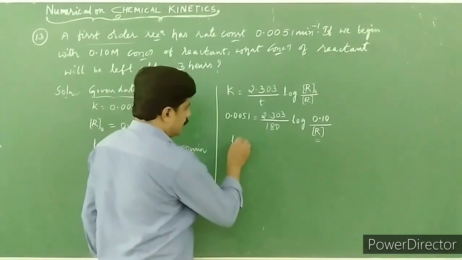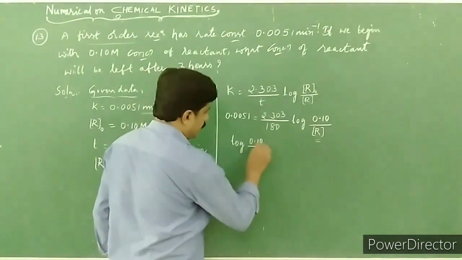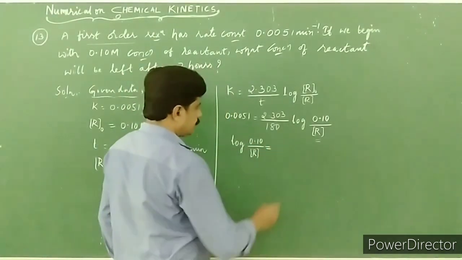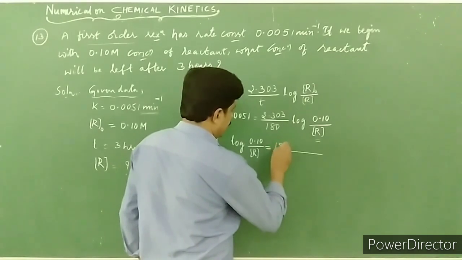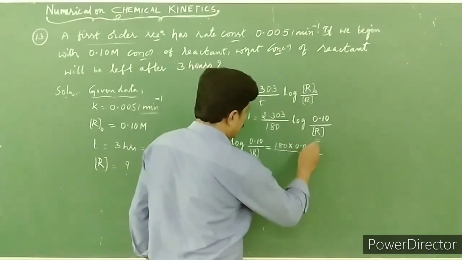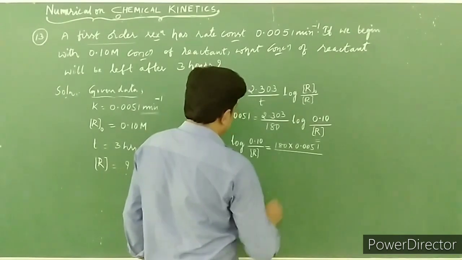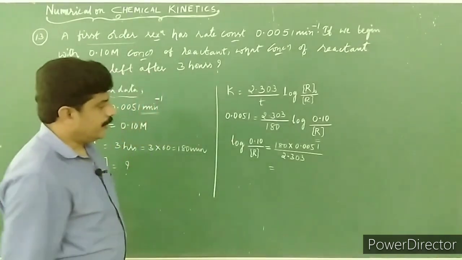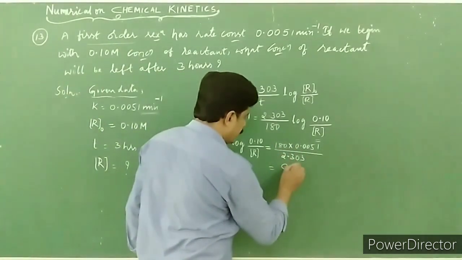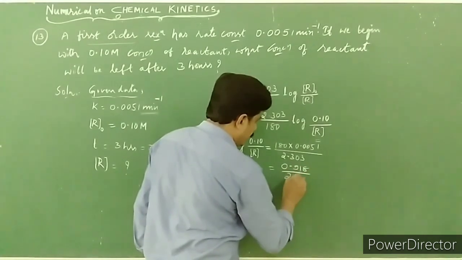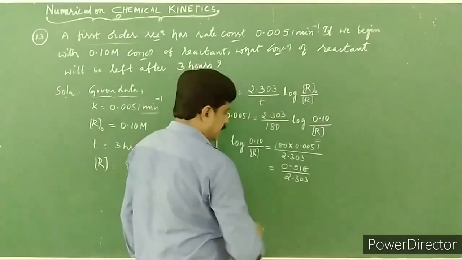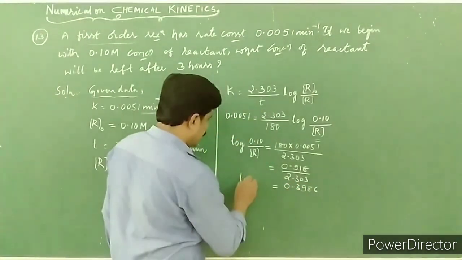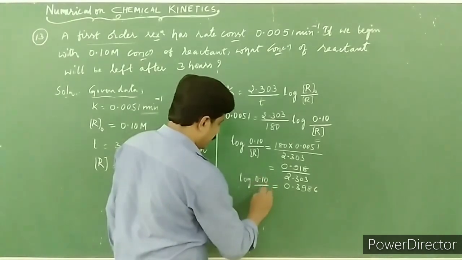Right? Now log of 0.10 upon the molar concentration of R is equal to, look at here, 180 into 0.0051 upon 2.303. Hope you got it, children. If you multiply, you are going to get 0.918 upon 2.303. So if you simplify, you are going to get 0.3986. So this is log of 0.10 upon R.